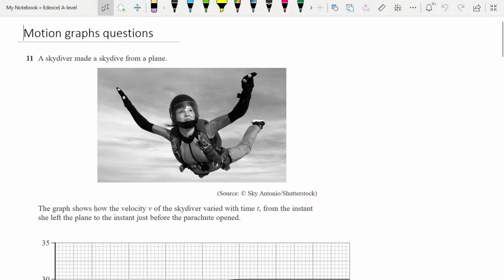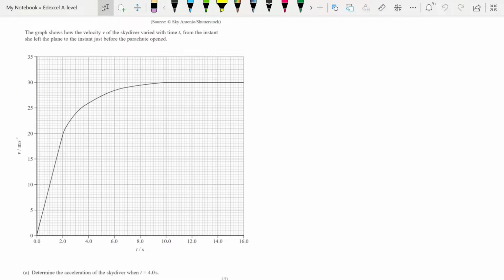I got a request from one of my subscribers if I would do some motion graphs videos. So here it is. I'm looking at the most typical ones that have come up at A level over the last few years. Here's a classic example, skydiver jumping from plane. It says the graph shows the velocity over time. So we have a velocity time graph from the instant she left the plane to just before the parachute opened.